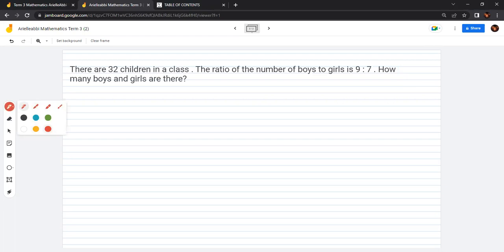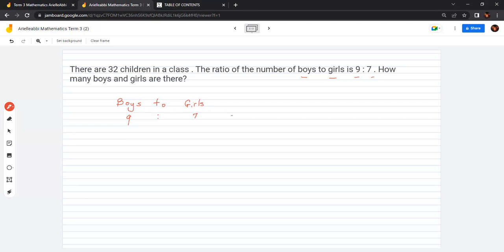First things first, when they give you the ratio, the order in which they mention the categories aligns with the ratio. So you see how we had boys to girls, right? Boys was mentioned first. So that means the 9 parts were allocated to the boys, and the 7 parts would have been allocated to the girls.